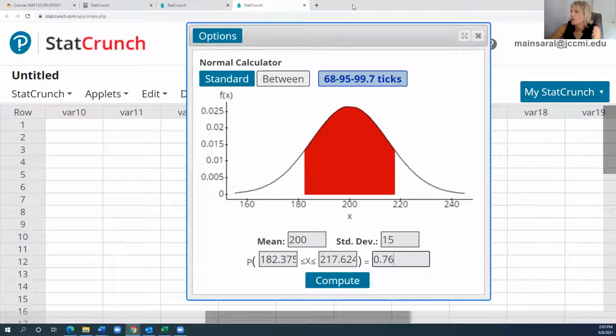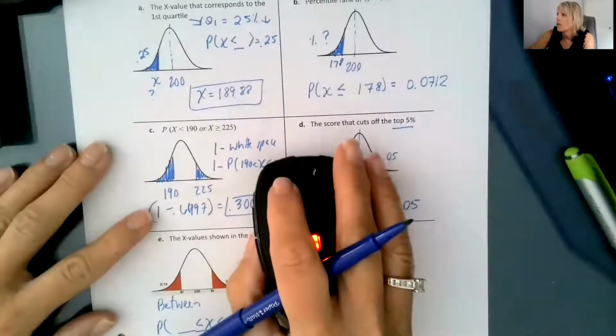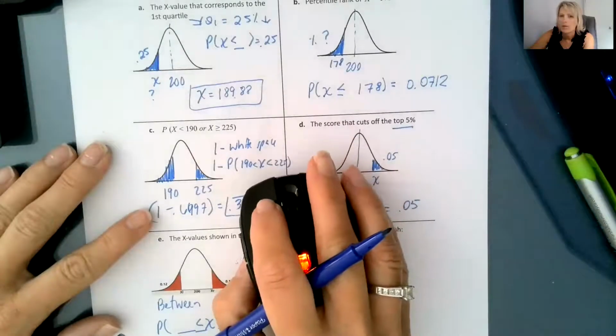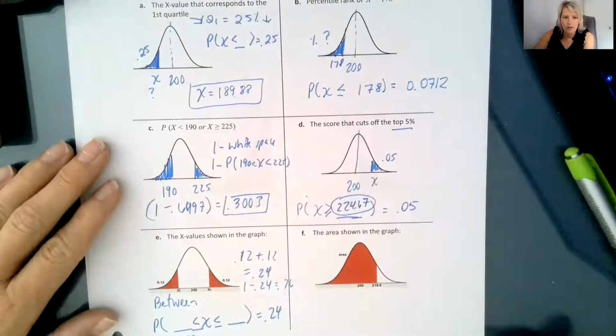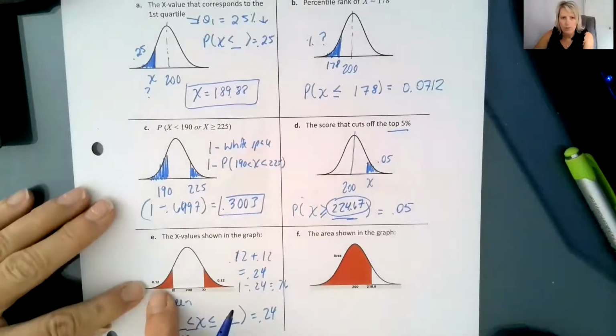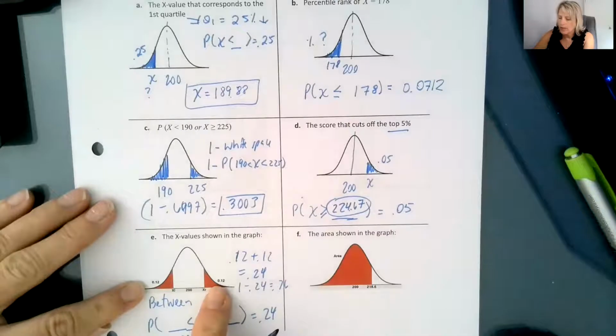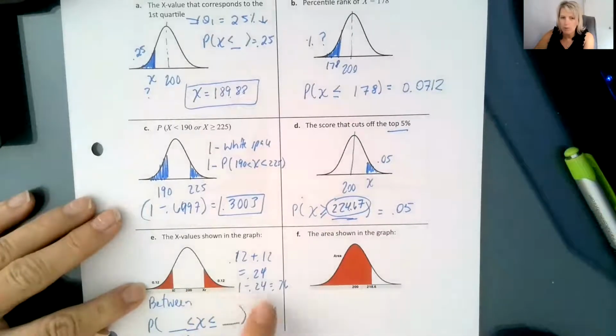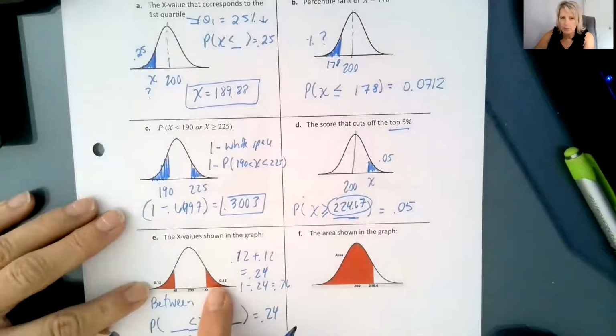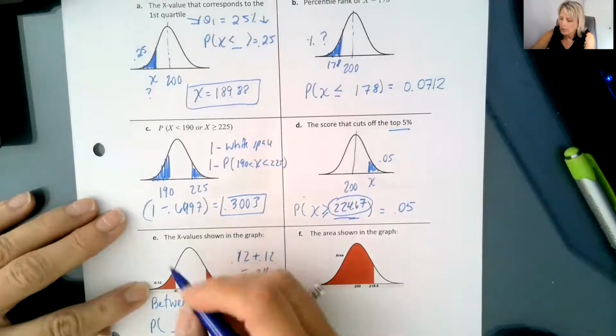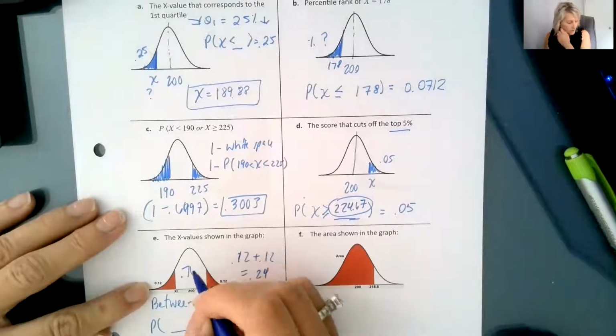I'm going to go back and show you my paper here. So if this is 0.12 and this over here is 0.12, then this is what's left over, 1 minus 0.12 minus 0.12. So that's going to be 0.76, and that's what I had to use in the last one.